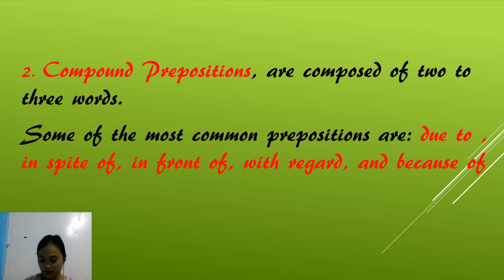The second one is the compound prepositions. So what are compound prepositions? They are composed of two or three words. Some of the most common are due to, in spite of, in front of, with regard to, and because of. Two to three word prepositions. As you can see in the examples, there are two words, others have three words.